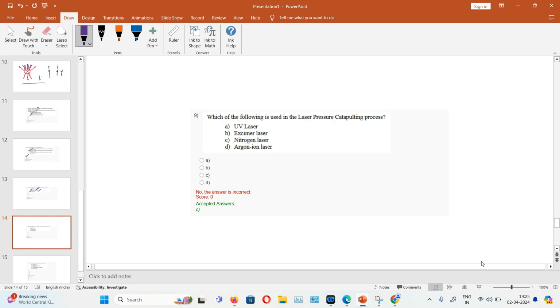So the next question: which of the following is used in the laser pressure catapulting process? This is actually a direct question which is dealt with in our class itself. So the answer is nitrogen laser. UV laser, argon ion laser, excimer lasers are lasers which depend on different purposes. Depending on the purpose and the requirement, we can use different things. Usually in the laser pressure catapulting process, the usual laser which is used is nitrogen laser. Okay.